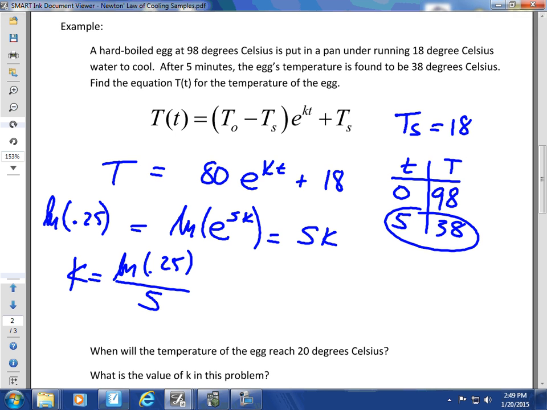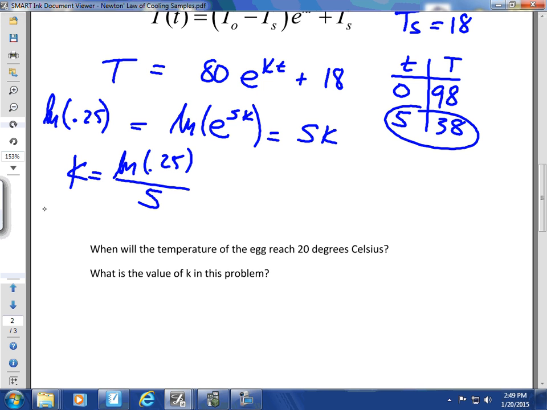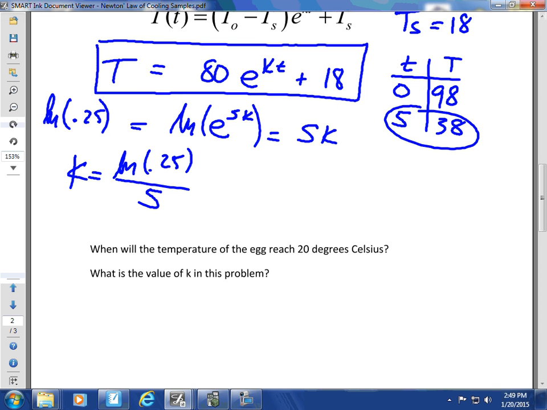The k we came up with was the natural log of 0.25 divided by 5. When will the temperature reach 20 degrees? Sam, how do I determine when the temperature reaches 20 degrees? Here's the equation we're working with. Is the big T the temperature? Yep. Then we'll put a 20 in for T. That's all. Subtract the 18, divide by 80, take the natural log, you've got it all done.